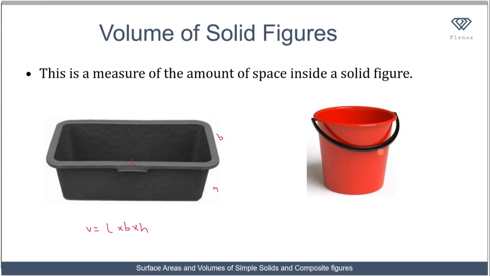And this is approximately a cylinder where we have a radius of r. We can approximate the volume of a cylinder as pi r squared h, because pi r squared is the area of the circular surface, times the height, which is h.